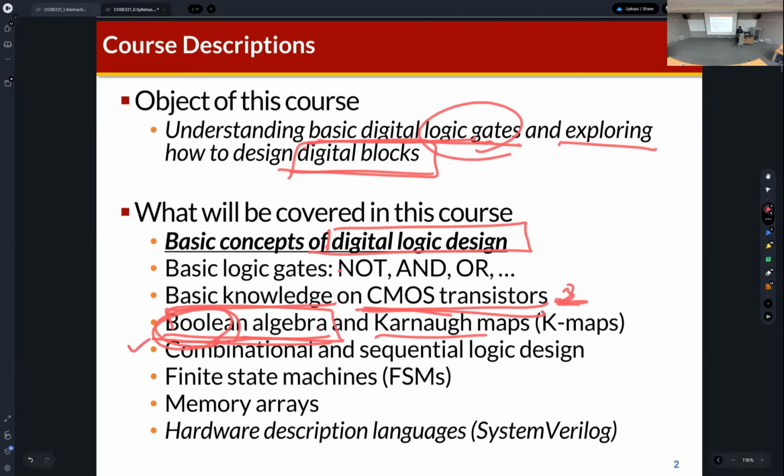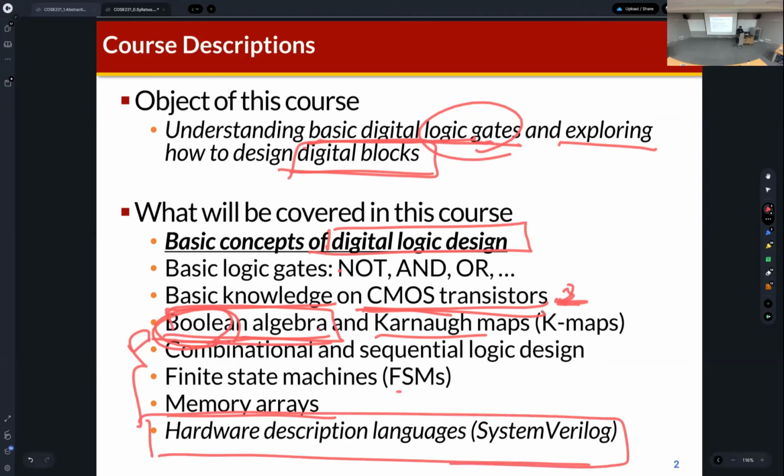We will also learn about combinational and sequential logic design, then finite state machines, and also memory arrays. These are basic digital design related knowledge, and actually these are the fundamental blocks that can be included in complex digital design. And also, this is another important thing we need to learn in this course.